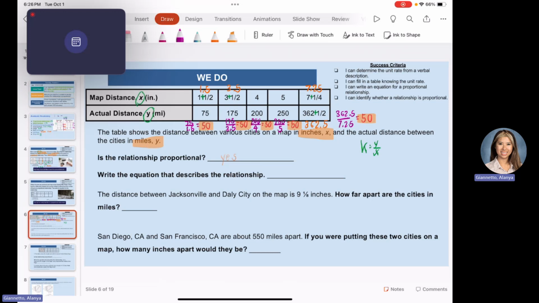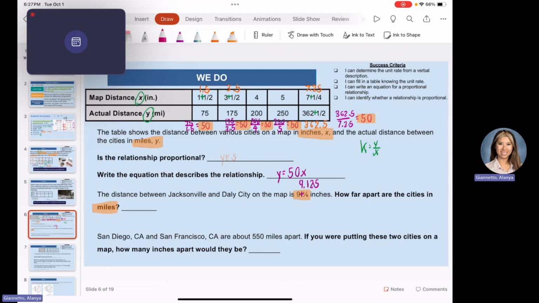Okay, so back to this problem. Now we have to write an equation that describes the relationship. So we know that our constant of proportionality is 50, so our equation is going to be y is equal to 50x. Then the next part is saying the distance between Jacksonville and Daly City on the map is 9 1/8 inches. How far apart are the cities in miles? Okay, so first we're going to turn the 9 1/8 into a decimal. So we're going to add 9 plus 1/8, so that's going to be 9.125.